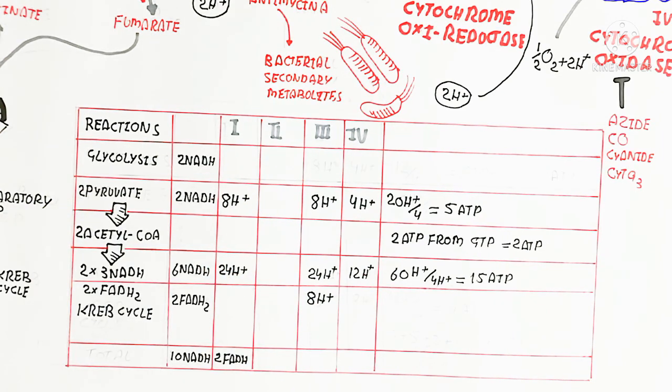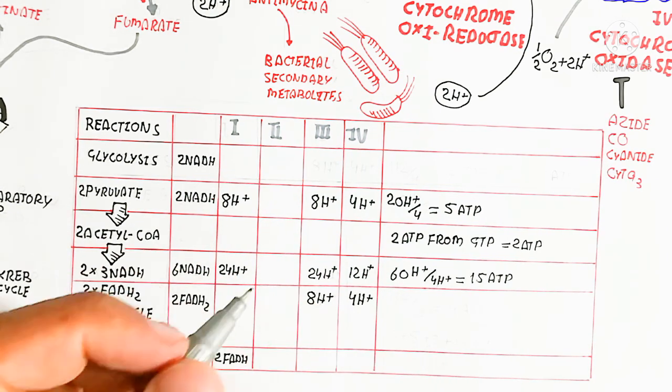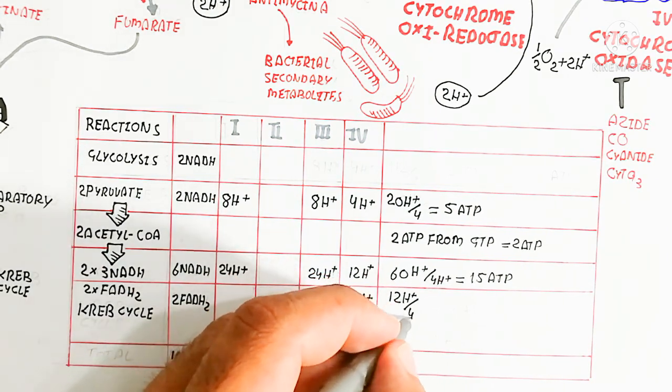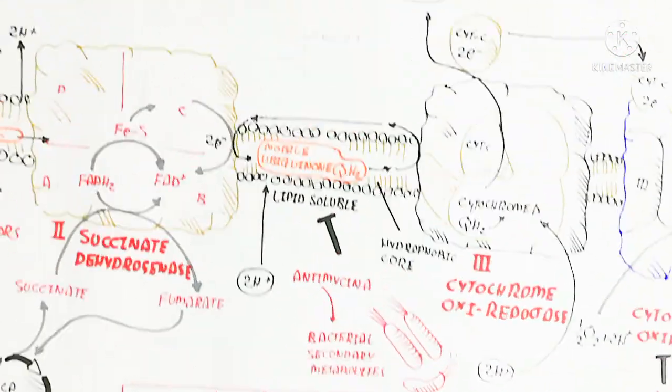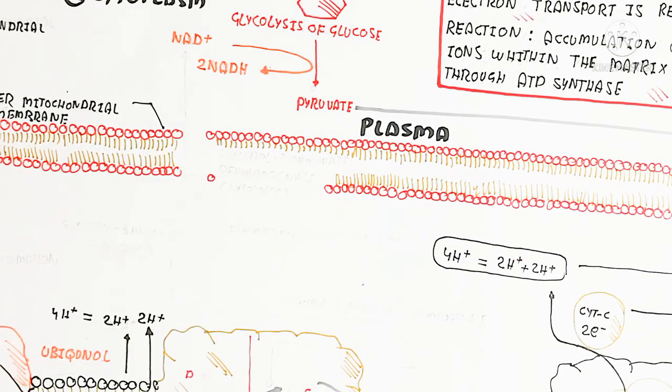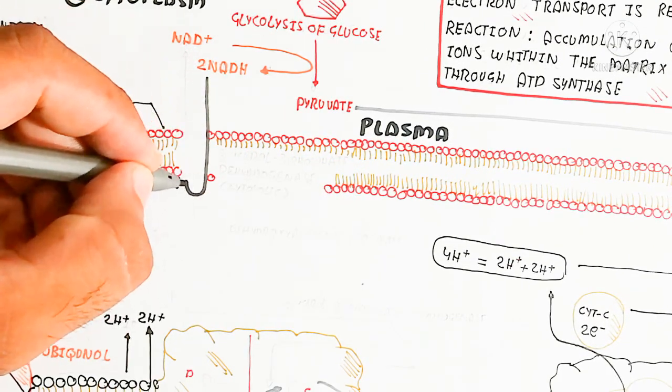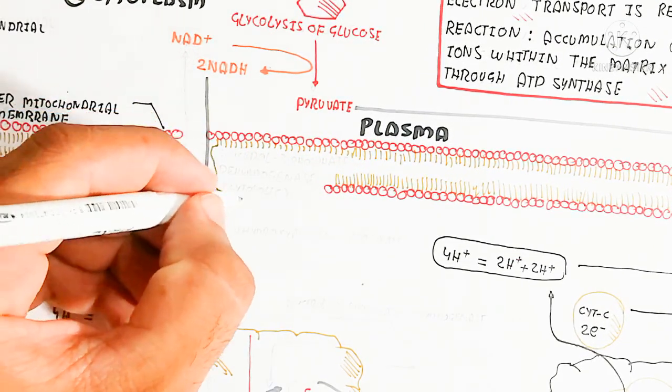So the important thing is that the total proton pumping through FADH2 is 4 from complex 3 and 2 from complex 4. So the total is 6 from FADH2, bypassing complex 1.